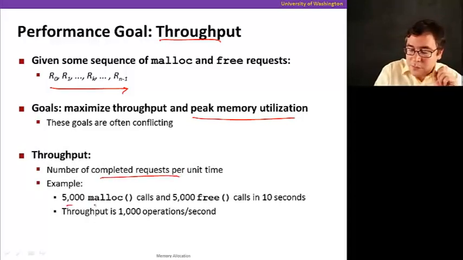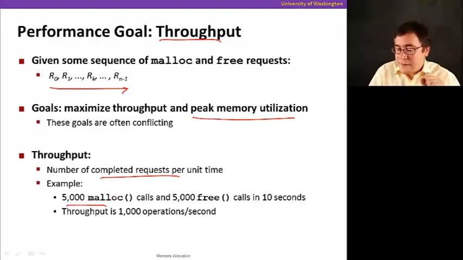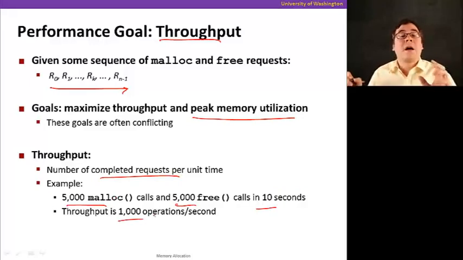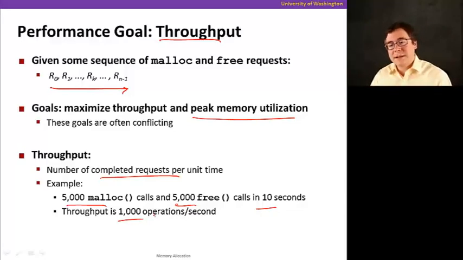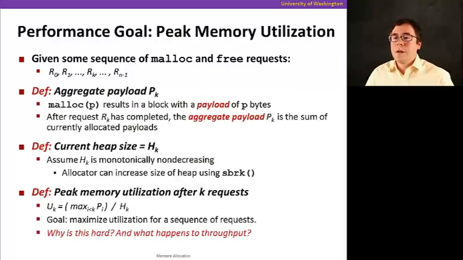The throughput here is the number of completed requests per unit time. For example, you're going to do 5,000 mallocs and 5,000 free calls in 10 seconds. That's throughput. It will be a total of 1,000 operations per second, because we had 10,000 operations done in 10 seconds.